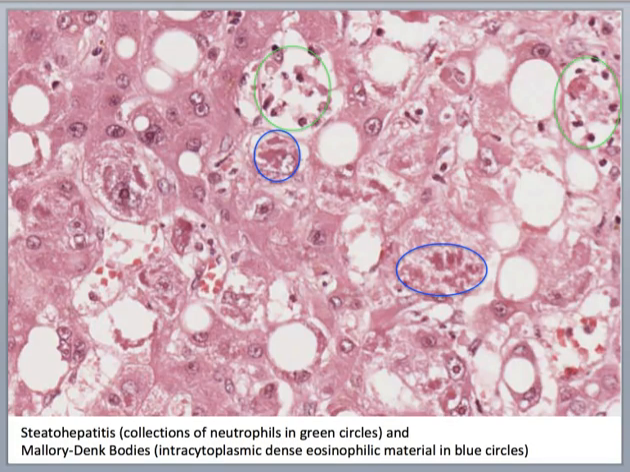This next slide emphasizes the steatohepatitis. There's collections of neutrophils that are in the green circles, and this represents areas of inflammation in which the hepatocytes are actually dead and degenerating, and all you're left with is the neutrophil collections. The blue circles represent another thing that we see in both alcoholic and non-alcoholic fatty liver disease, although it's typically described with alcohol steatohepatitis, and that's Mallory-Denk bodies.